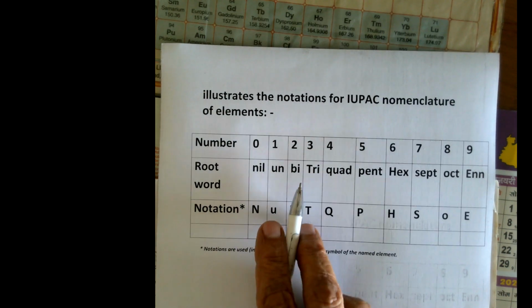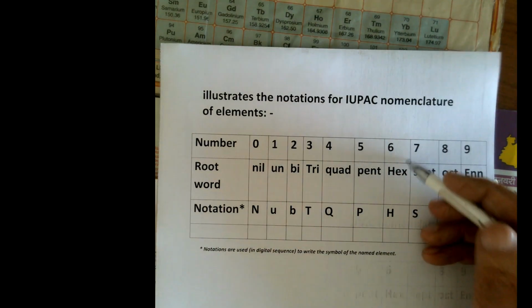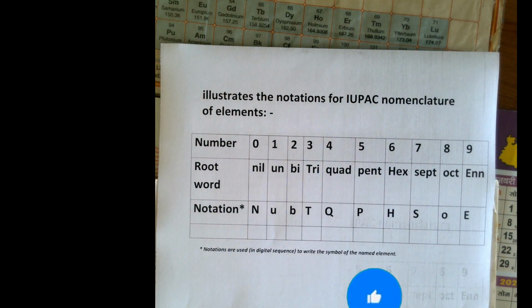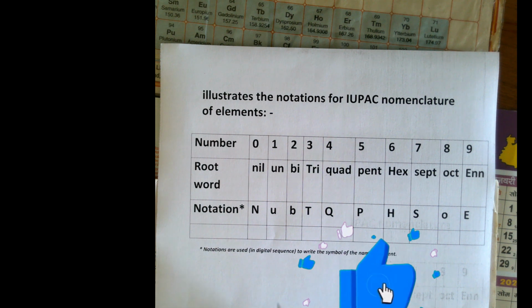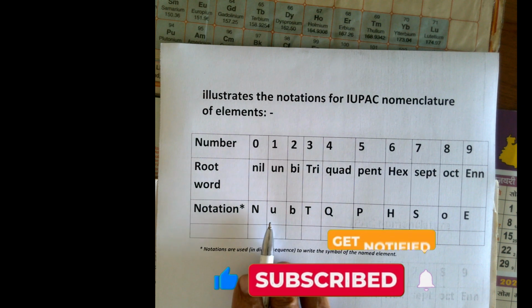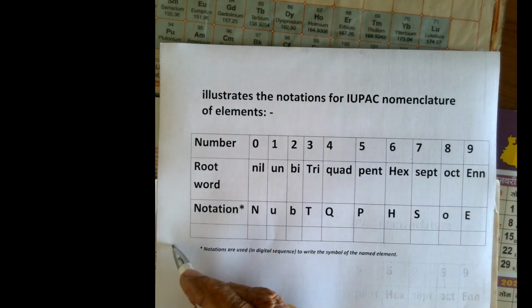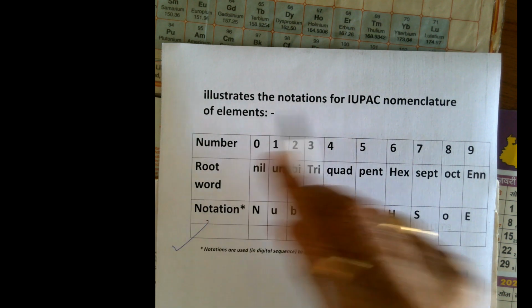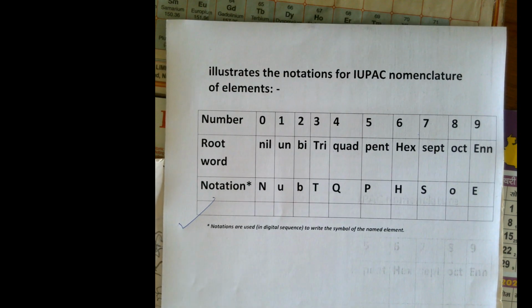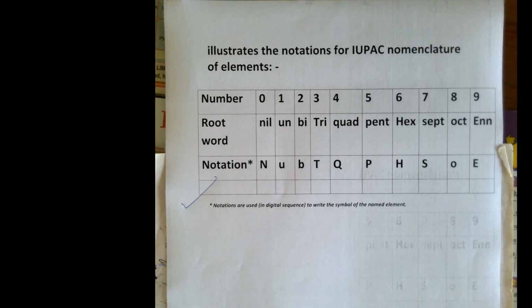For 1, un; 2, bi; 3, tri; 4, quad; 5, pent; 6, hex; 7, sept; 8, oct; 9, enn. And the notations which were used were capital N, small u, B, T, Q, P, H, S, O, E, as indicated here. So using these notations for numbering the elements according to their atomic number, the elements were named.